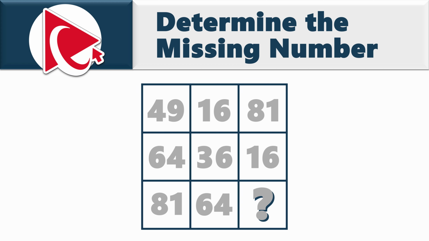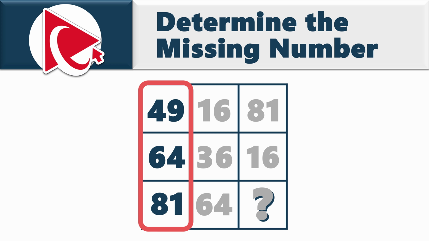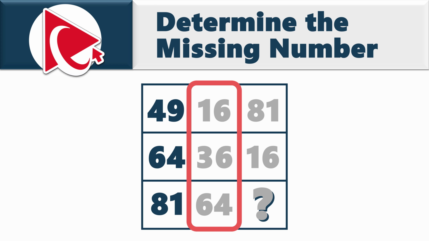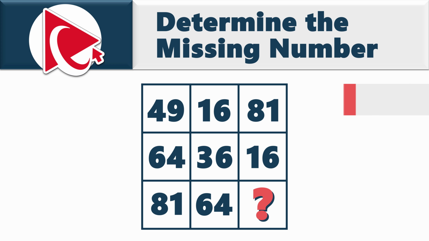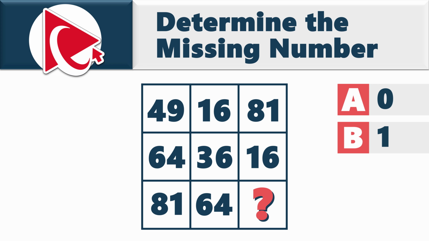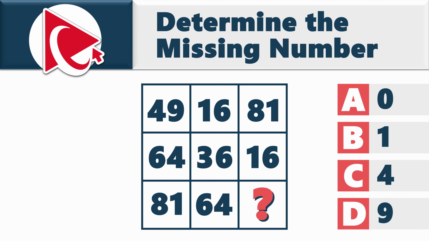Here, you're presented with the 3x3 matrix. Matrix has numbers inside. Starting from the left column, the numbers are 49, 64, and 81. In the middle column, the numbers are 16, 36, and 64. And in the right column, the numbers are 81, 16, and then comes the missing number, which you need to calculate and select out of 4 possible choices. Choice A, 0, choice B, 1, choice C, 4, and last but not least, choice D, 9.